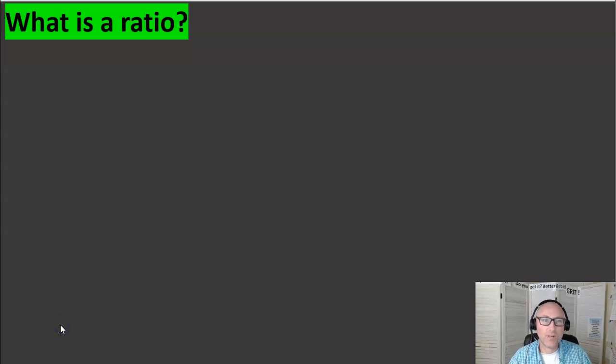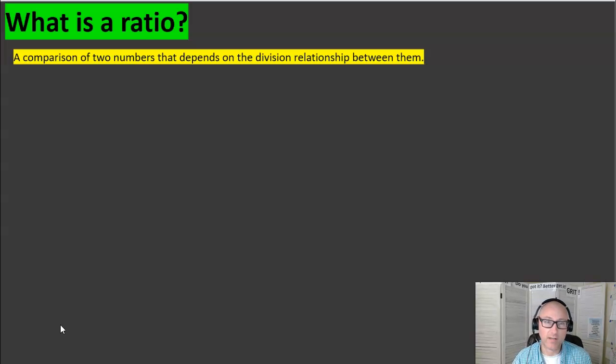Okay, ratios. What is a ratio? A ratio. There are more things in heaven than the stars that are in your mind. Or is it the other way around? That's kind of Shakespeare. We'll check it out. But in the meantime, a ratio is the comparison of two numbers that depends on the division relationship between them. And sometimes it's called a multiplication relationship.